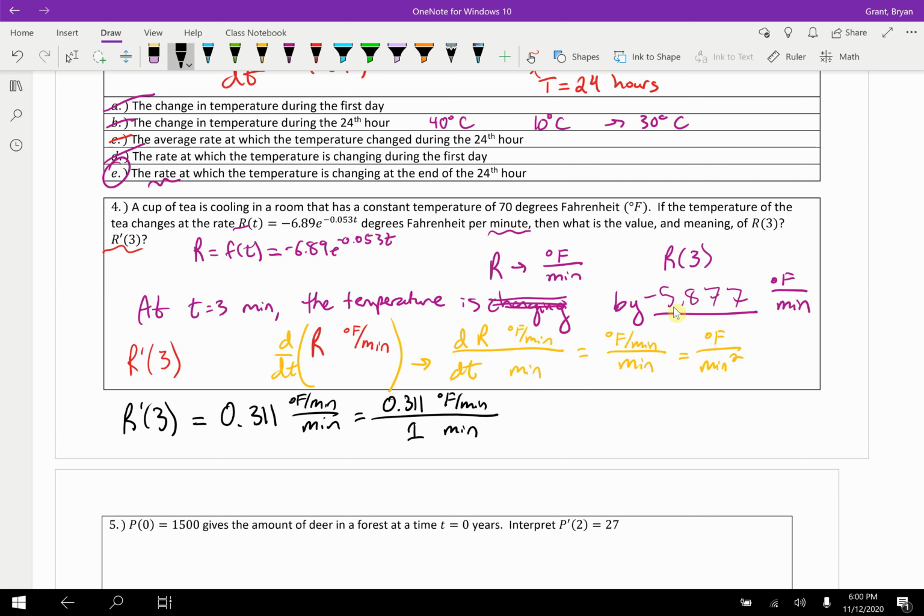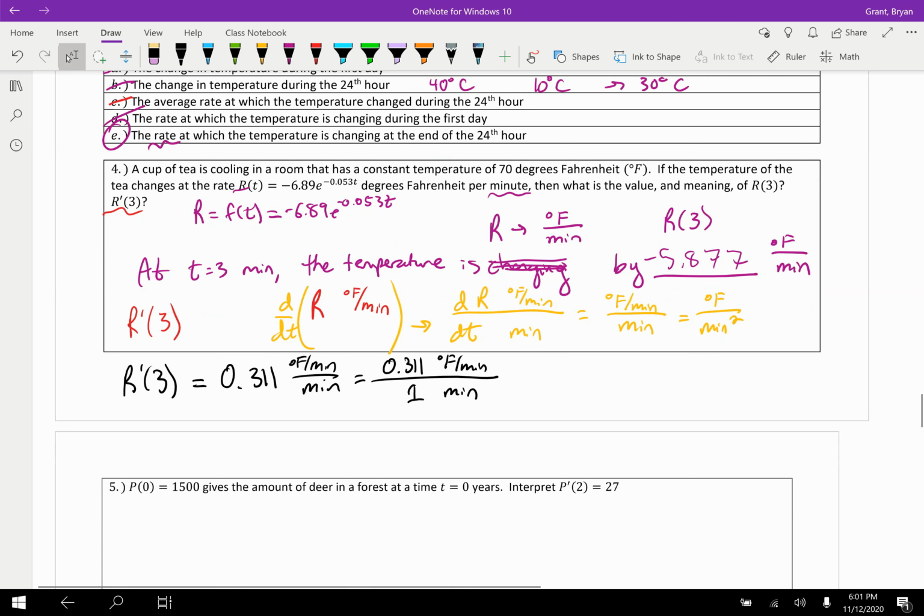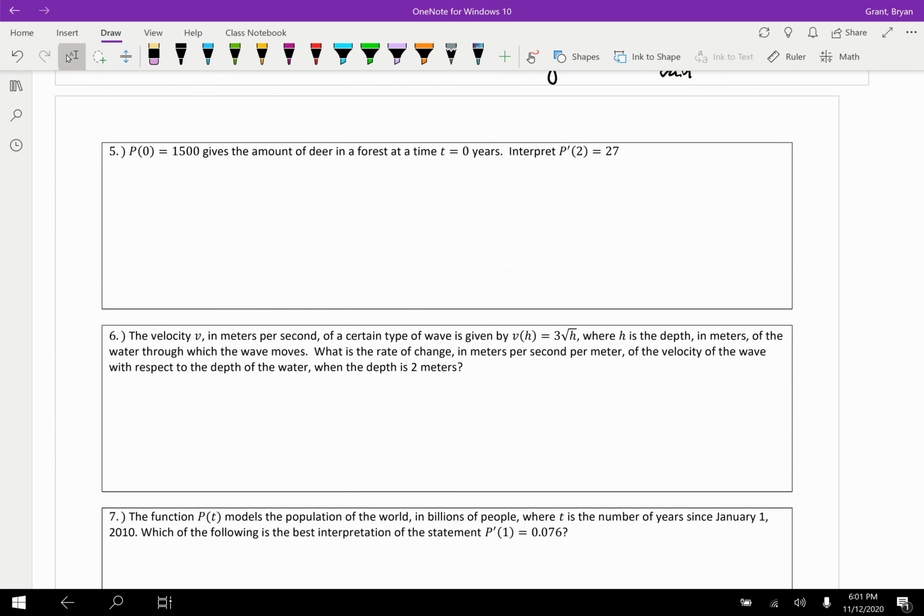However, you should probably write out your interpretation, and I'm out of room, but we'll try anyway. So at t equals 3, r of t is changing, right? Because r prime measures the rate of change of r. R of t is changing by 0.311 degrees Fahrenheit per minute, and that would be fine. All right, let's move on through, and the rest of these will go a little bit faster.